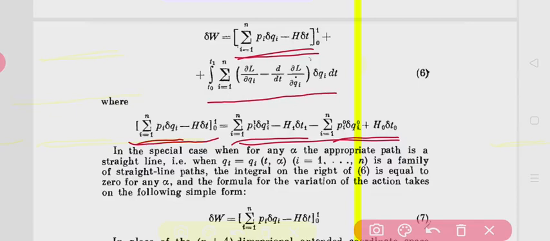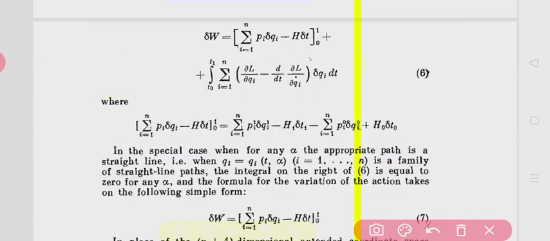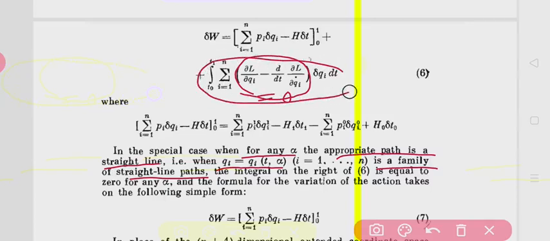Okay, so what I will do here now, in the special case when for any alpha the appropriate path is a straight line, that means q_i as a function of t and alpha, this is the family of straight line paths, and you know that for the straight line path q_i will satisfy the Lagrangian equation. If q_i is satisfying the Lagrangian equation, then that will be equal to 0. If that is equal to 0, that means that integral vanishes for any alpha you take.